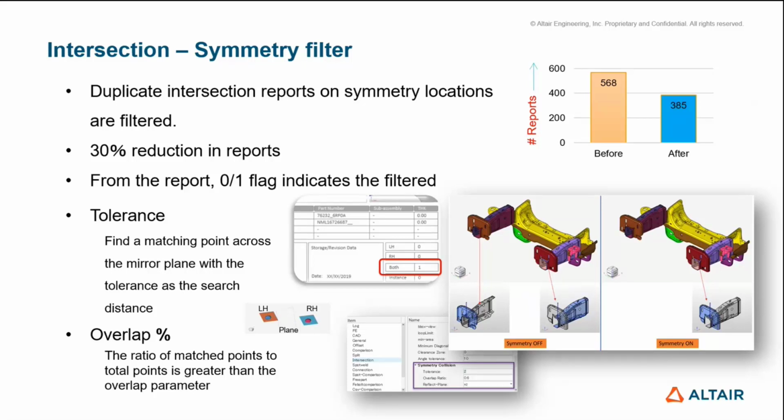Similarly, we have an overlap percentage in the same configuration file. It's the ratio of matching points to the total number of intersection points. So with these two parameters, we are able to control these filters. Of course, I've given this option to users so that they can set this tolerance ratio as well as the symmetry plane. Most of our customers are running like 10,000, 12,000 parts in one shot and filtering out this kind of unnecessary reports.